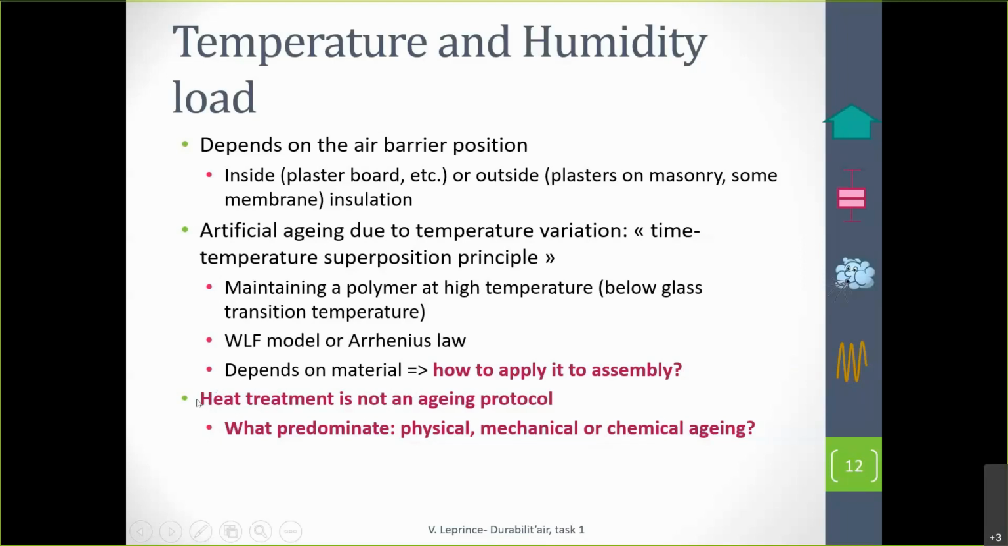And also it's important to keep in mind that heat treatment is not enough to make a hygiene protocol, because you have physical, mechanical, and chemical hygiene of products, and you cannot, only with temperature variation, say that this is a hygiene protocol.